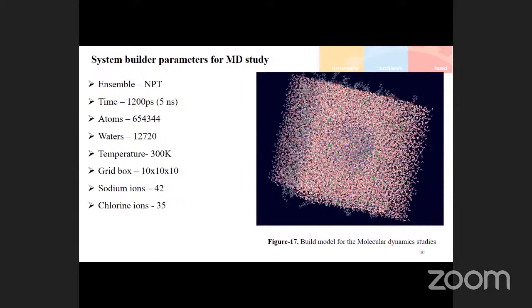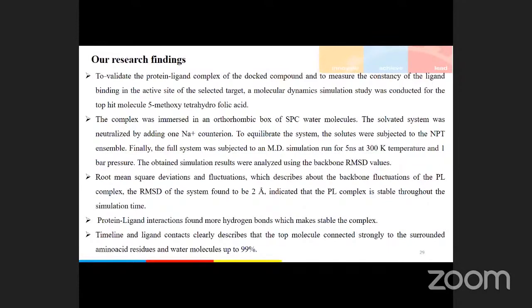The temperature we used is 300 Kelvin. The grid box size is 10 by 10 by 10 along the X, Y, Z axes. Then sodium ions 42 and chlorine ions 35, in order to maintain the charges of both the macromolecule as well as the small organic molecule in our study. So these are our research findings.